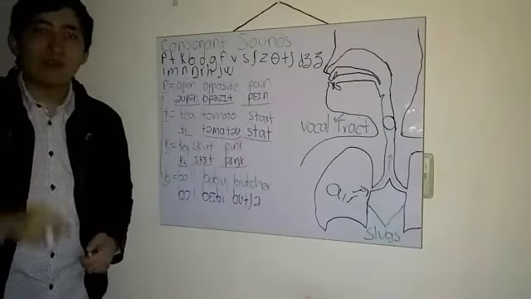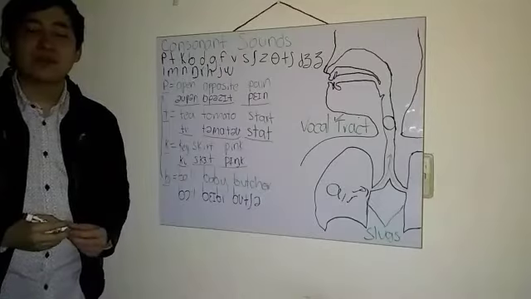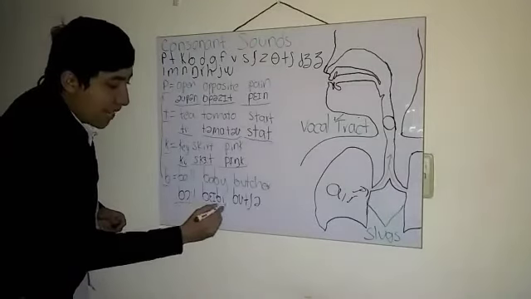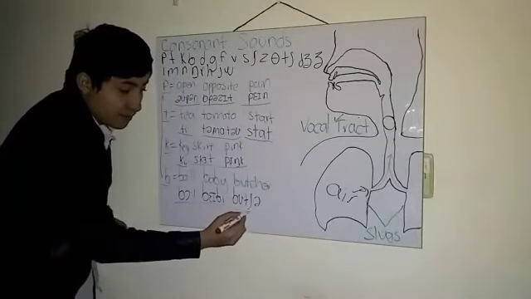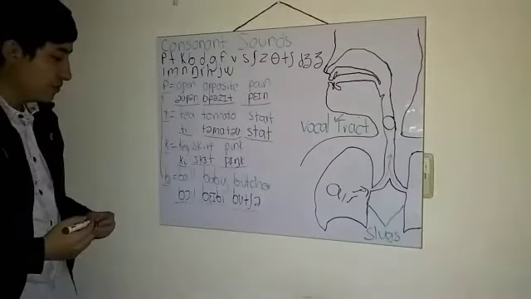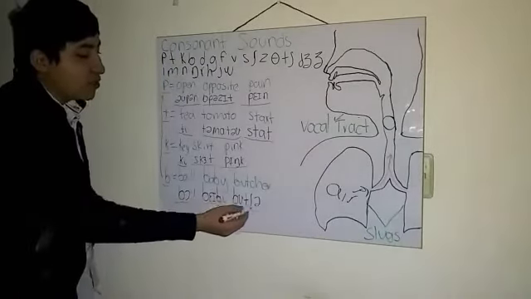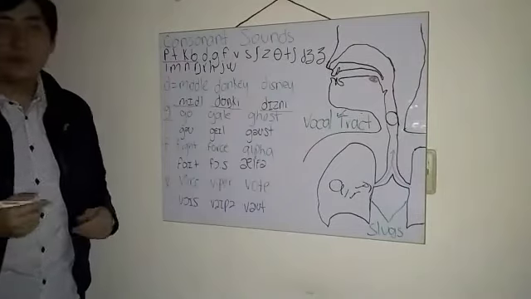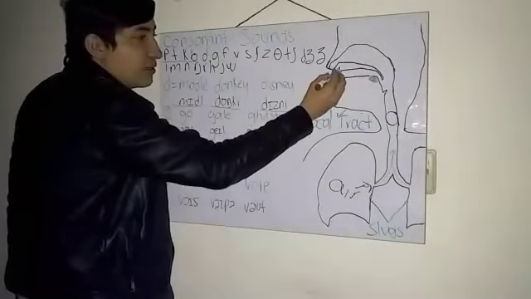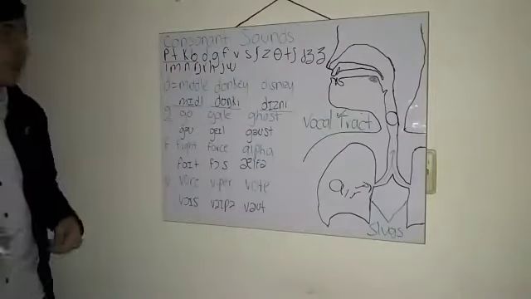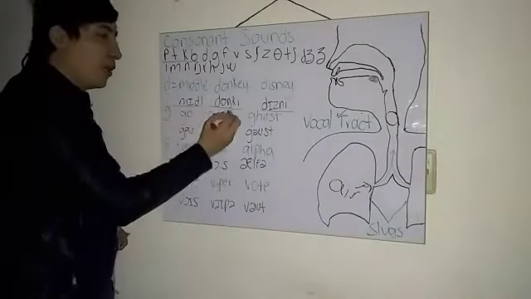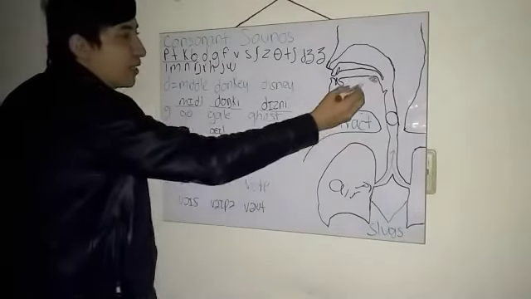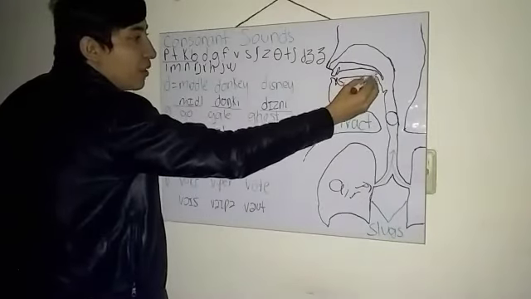With the B, the same happens as with the P. We put our lips one to the other. B. We can find ball, baby, buzzer. Ball, baby, buzzer. For the D, we put our tongue on the back of the teeth. Middle, donkey, Disney.